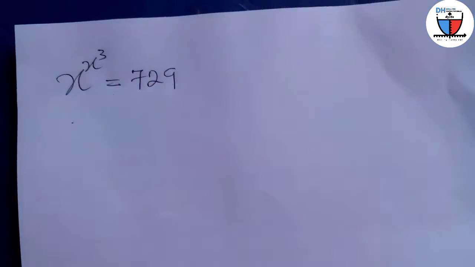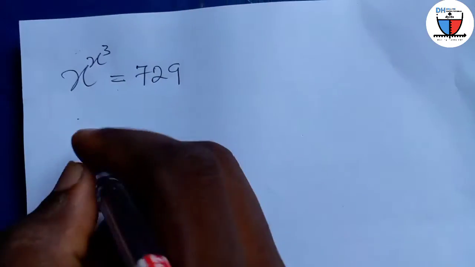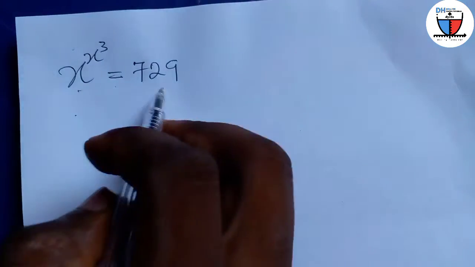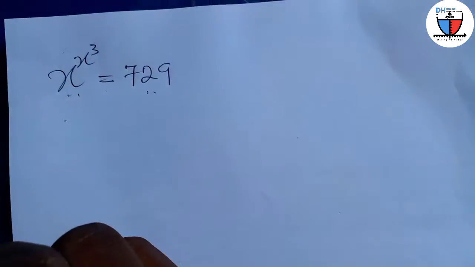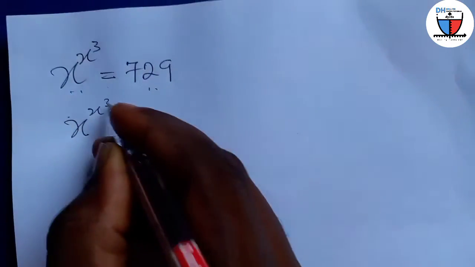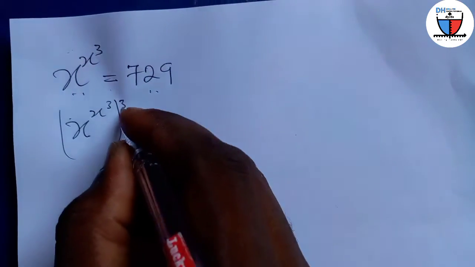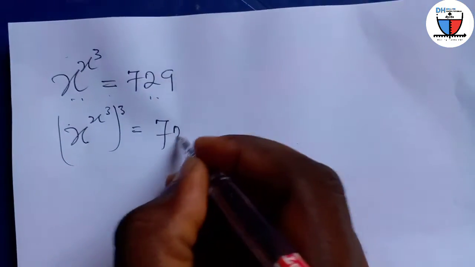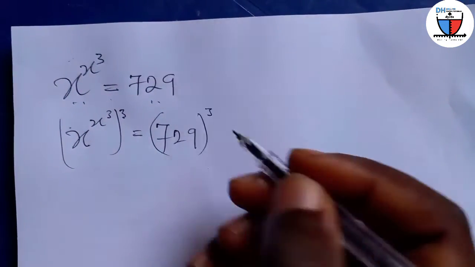So what do we do now? The first thing we do in solving this question is we are going to raise both sides to the power of 3. Then it is x to the power of s cubed, everything in a bracket, to the power of 3, equal to 7 to 9 to the power of 3.